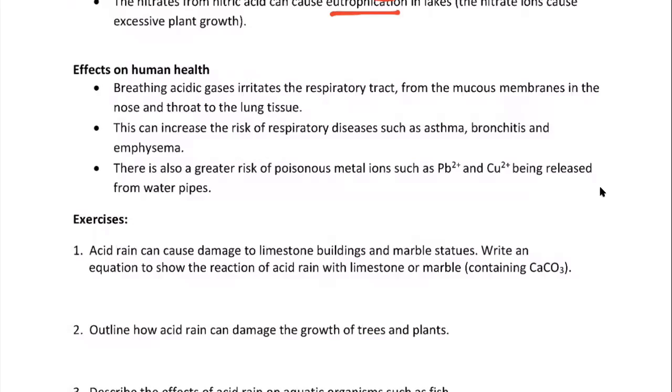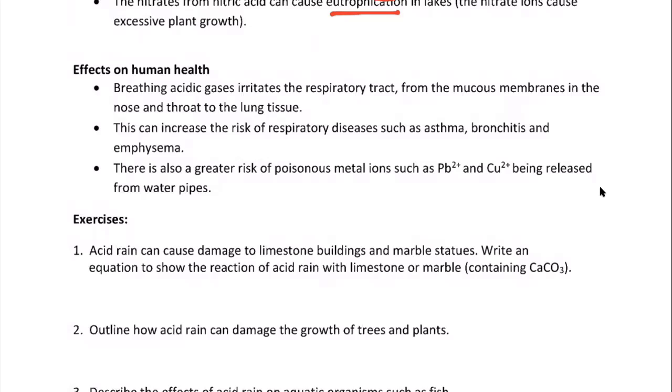That's why a lot of times, that's why they think that we're seeing more and more people that have things like asthma, bronchitis, and emphysema, especially asthma. A lot of people have asthma nowadays. And part of that could be because of the buildup of gases in our air that are from some of these things that we've talked about today.